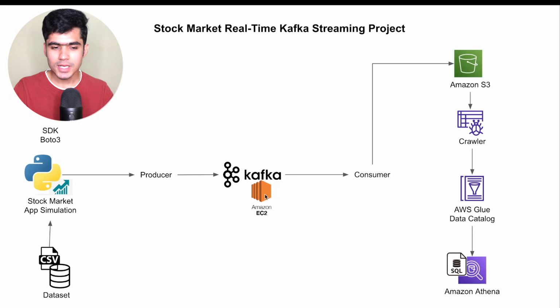So this is our architecture diagram. We already talked about this. We will start our project with installing Kafka onto an EC2 machine, and we will test the producer and consumer on Kafka. Okay, so let's get started with the execution.